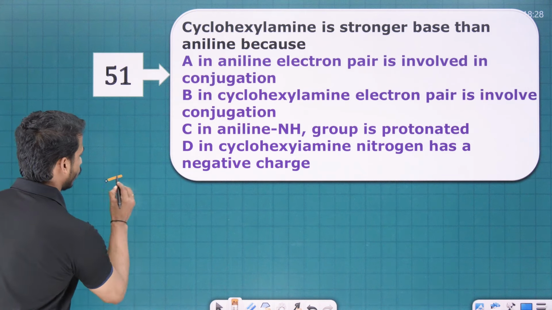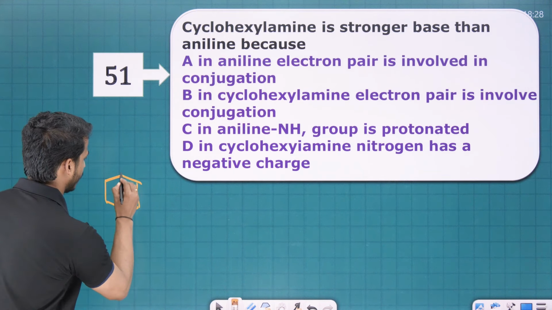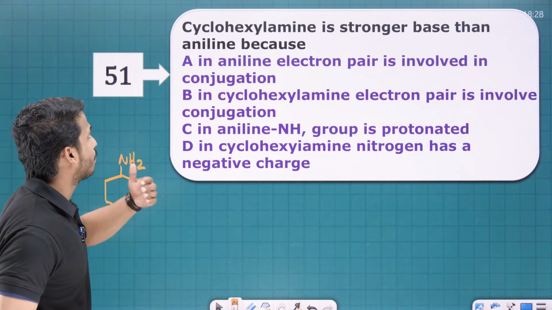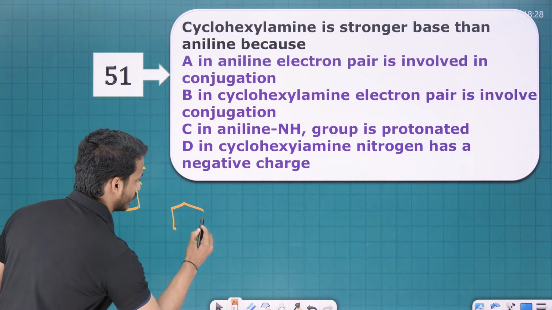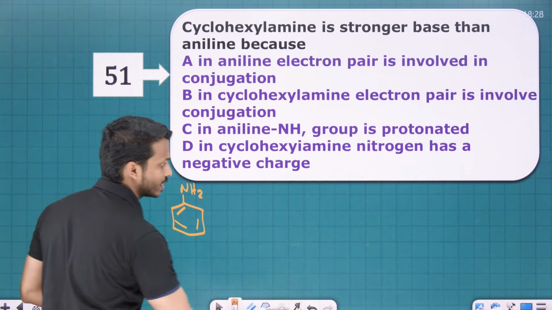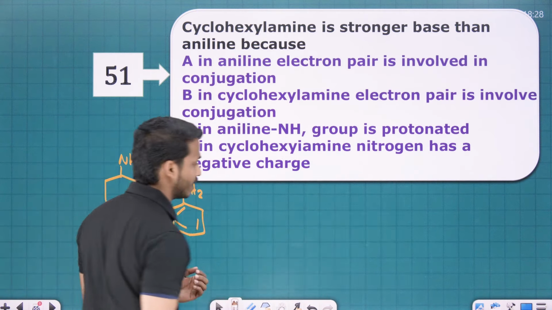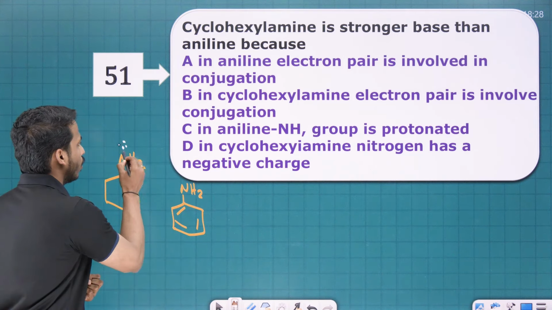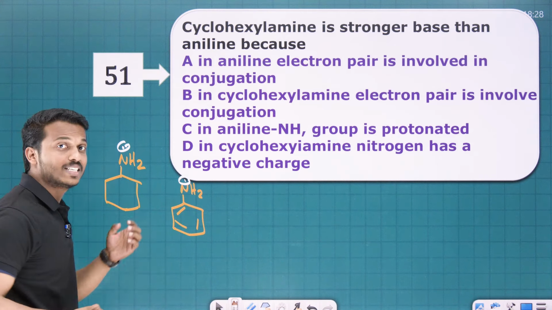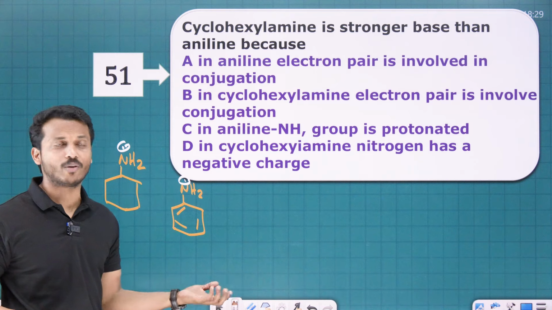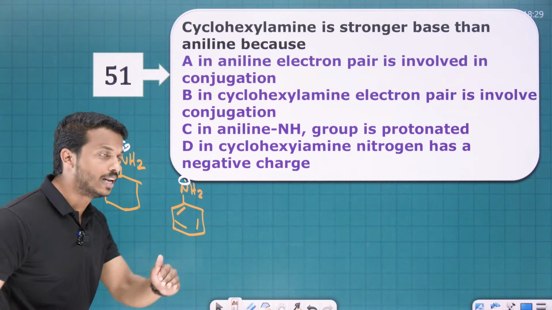Cyclohexylamine. You know what cyclohexylamine is, right? This is what we call cyclohexylamine. It is a stronger base than aniline. Why is cyclohexylamine more basic than aniline? We know cyclohexylamine is an aliphatic amine and aniline is an aromatic amine. We know very well why aromatic amines are least basic.